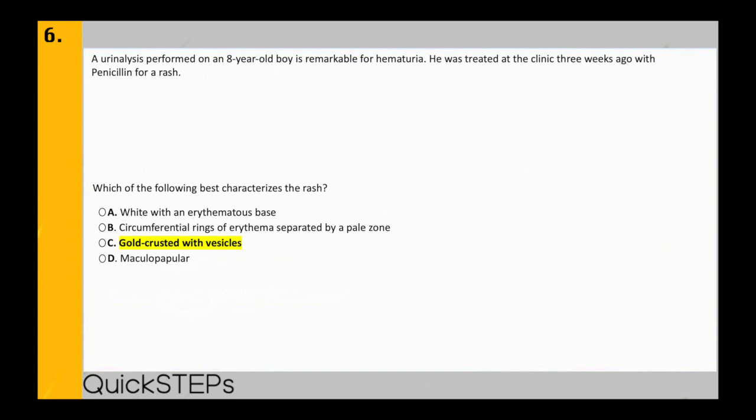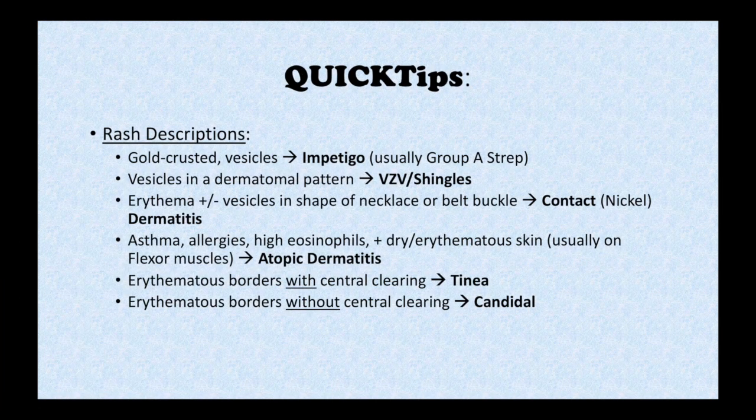Okay, so just to summarize, the answer in this case is gold crusted with vesicles, because that is the description for impetigo, which we knew the patient had since he has hematuria 2 to 3 weeks after an infection. Good job on that one. Sometimes shorter questions can actually be particularly difficult. And I included this slide just to serve as a high-yield cheat sheet for rashes.